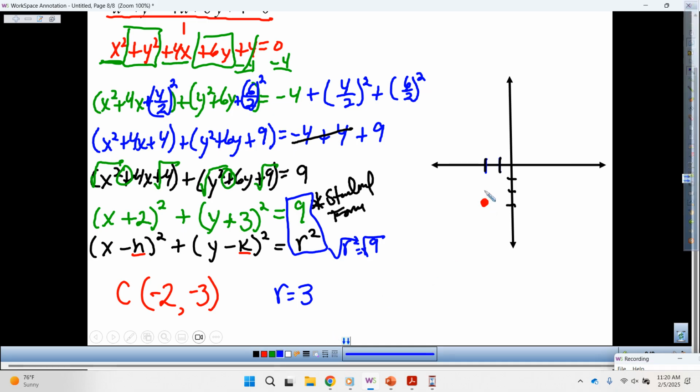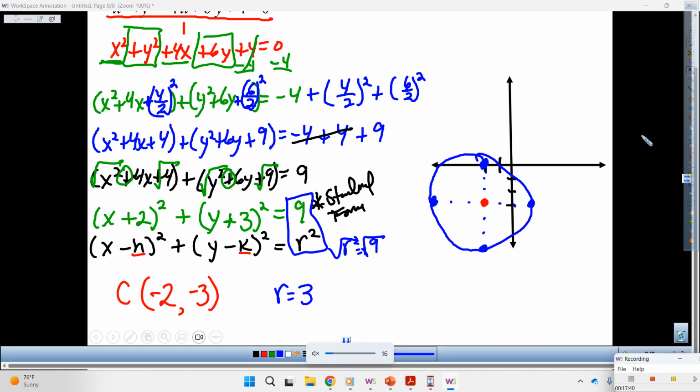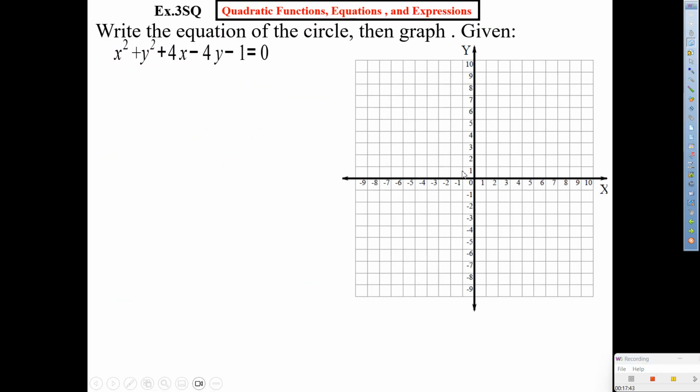So that means from here I go 3 steps up, 1, 2, 3, plot your points. 3 to the right, 1, 2, 3. 3 to the left, 1, 2, 3. 3 down, 1, 2, 3. And once you have all those, make your circle. Nice and neat like mine. Hopefully this is clarifying any spider webs. All right, so far so good.